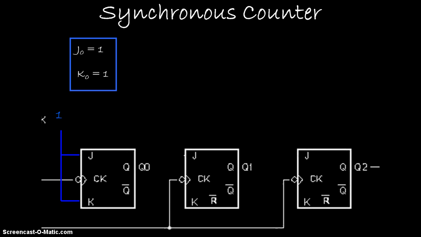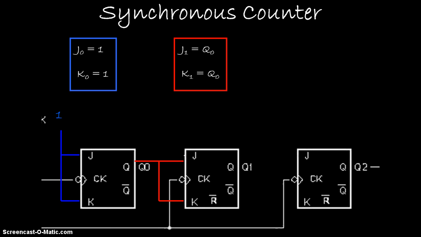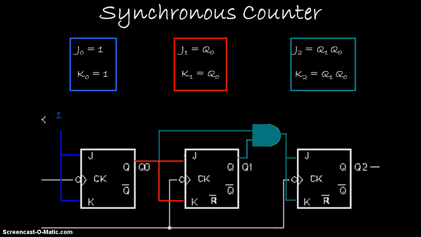Moving to the middle flip-flop, Q1, we determined that both the inputs were controlled by Q0. We mark in those connections. Finally, for the flip-flop for the most significant bit, Q2, we found that the logic for both J and K was Q1 and Q0. Once those connections are marked in, our circuit is complete.